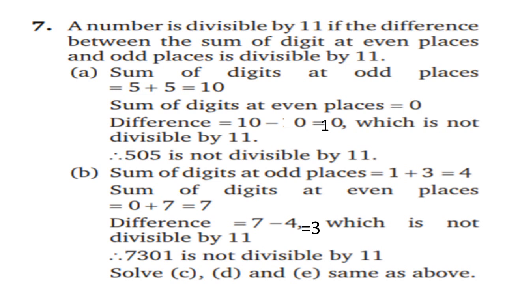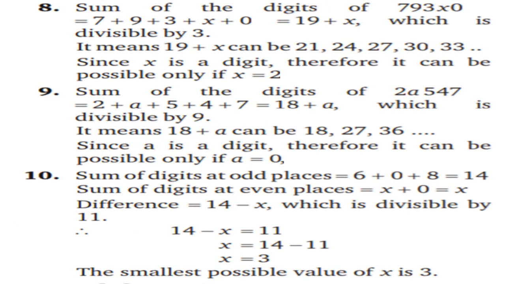Now B part 7301. Now sum of digits at odd places equal to 1 plus 3 equal to 4. Now sum of digits at even places equal to 0 plus 7 equal to 7. Now difference 7 minus 4 is 3. 3 is not divisible by 11. Therefore 7301 is not divisible by 11. Now similarly you have to solve other part of this question.